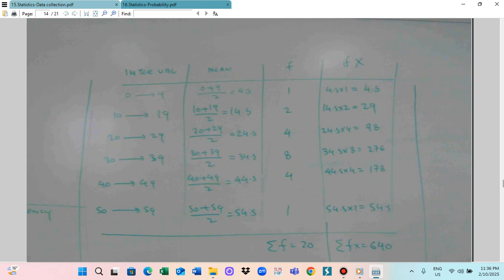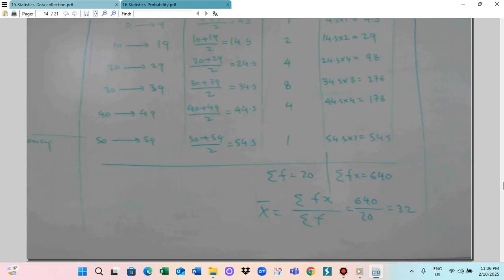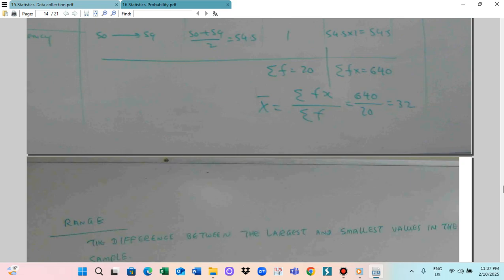Then we have to calculate the number of frequencies, the summation of f. So 1 plus 2 plus 4 plus 8 plus 4 plus 1, so that will be 20. Then the summation of fx: 4.5 plus 29 plus 98 plus 276 plus 178 plus 54.5, so there will be 640. And then you can calculate the mean. The mean x bar is the summation of fx divided by the summation of f. The summation of fx is 640 and the summation of f is 20, so you get 32. So the mean will be 32.